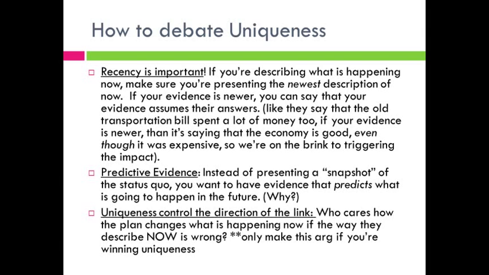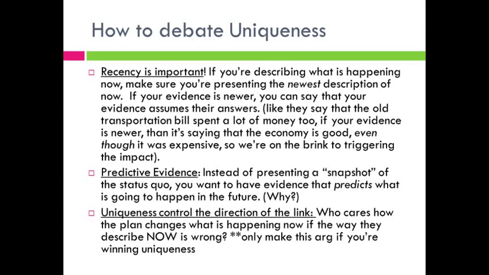I forgot to change this, but if they say that any old ocean spending spent a lot of money too, and your evidence is newer, saying that the economy is good, even though old ocean spending was expensive, it still shows that we're on the brink of triggering the impact. So even if other things should have triggered it in the past, the fact that they haven't, the fact that we have newer evidence that indicates how the status quo is now, means that we assume those answers already, okay? That just wasn't bad enough, but in this case, it uniquely will be bad. That's the link, okay?